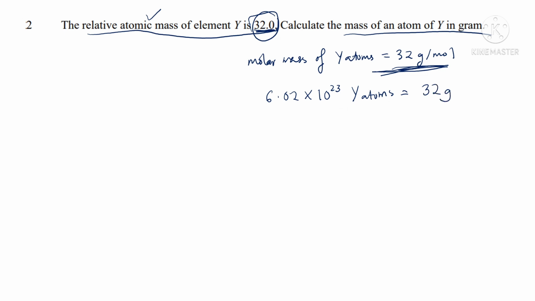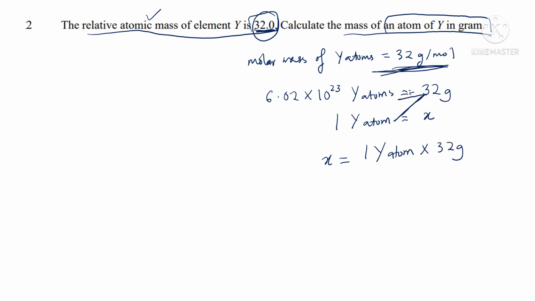And now the question wants us to find only one atom Y, and what is its mass in gram? So mathematically, we can do cross multiplying. To find X, diagonally, we multiply, so it's 1 Y atom multiplied by 32 gram, and then we divide by 6.02 times 10 to the power of 23 Y atoms. So Y atoms we can cancel out to give us the mass of 1 Y atom as 5.316 times 10 to the power of negative 23 gram.